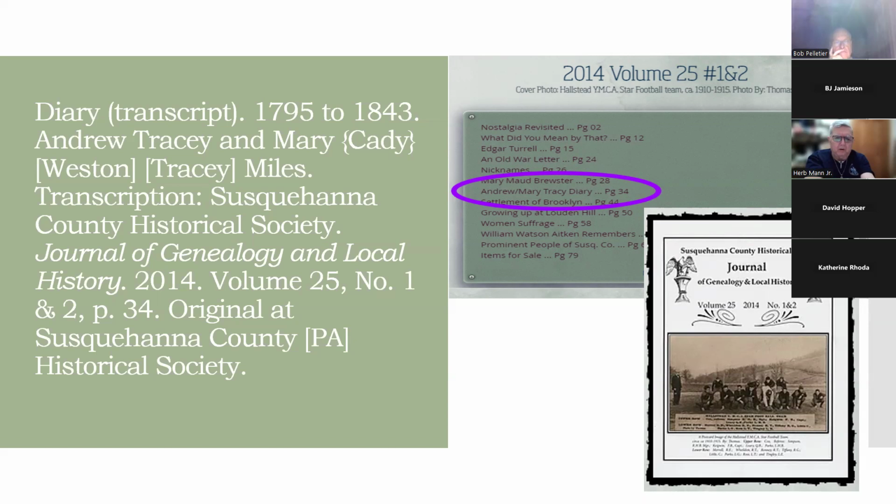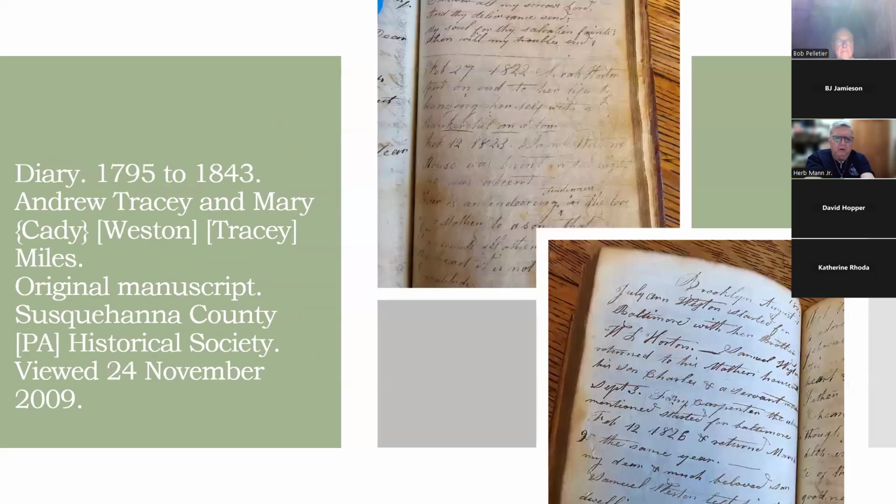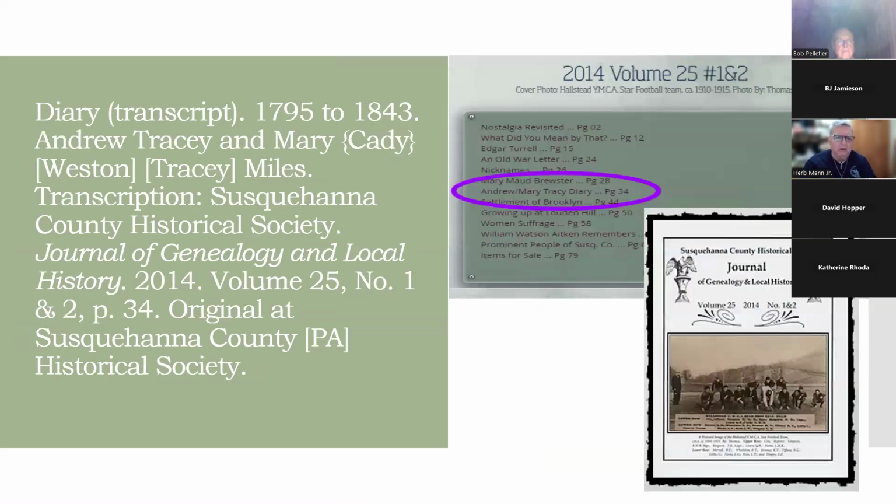Does that difference in the citation make sense to you guys? This is the original manuscript, but let's say I only photographed half the pages because some of them weren't relevant to me. Like say it was Andrew Tracy before he married my several greats grandmother, Mary Katie Weston Tracy Miles. But there was something in the diary I saw later that I hadn't photographed. In the transcription, I would use this because it acknowledges it's a transcription and there's the possibility of error.